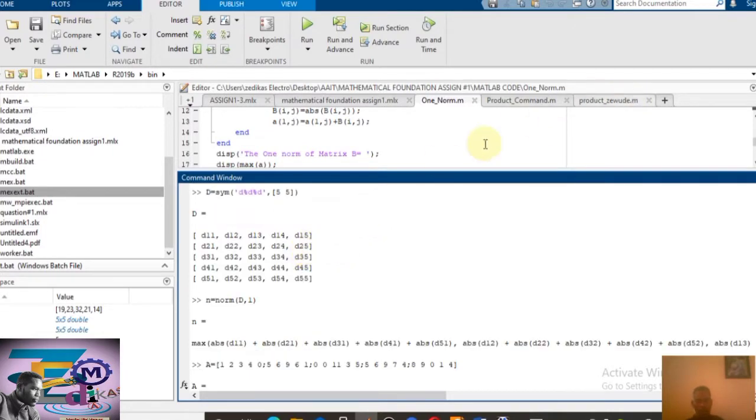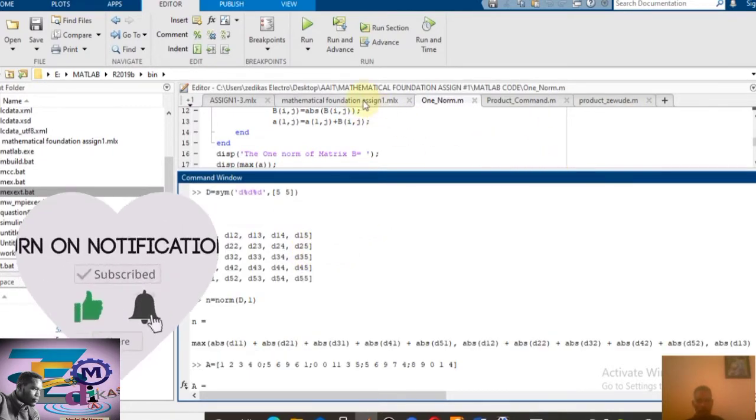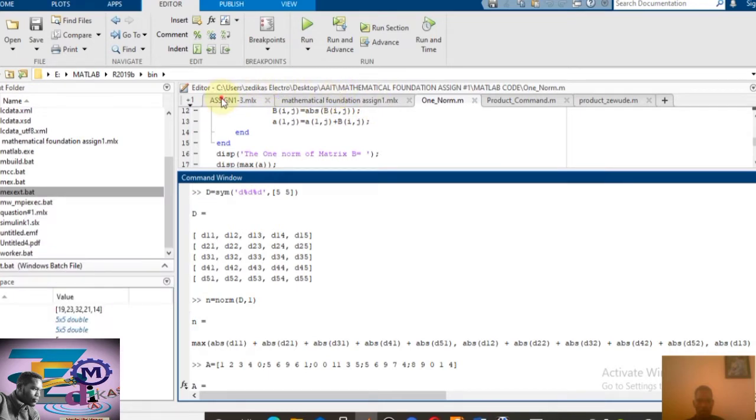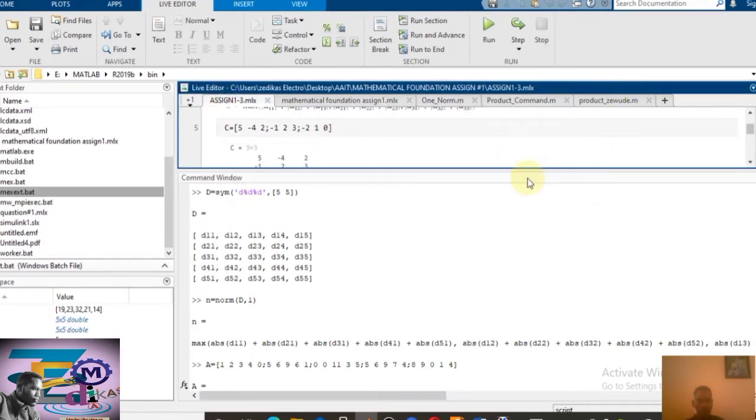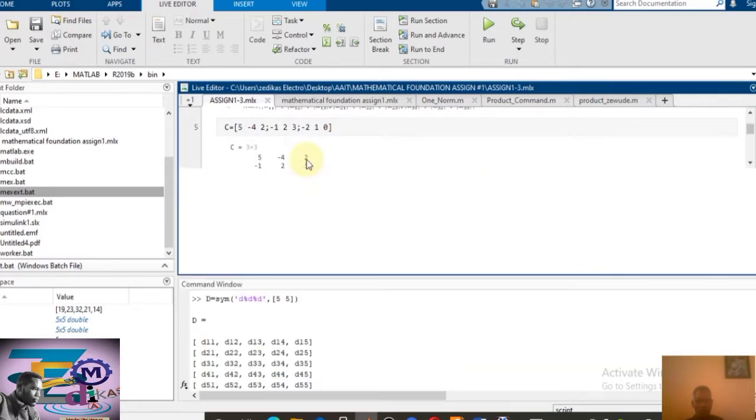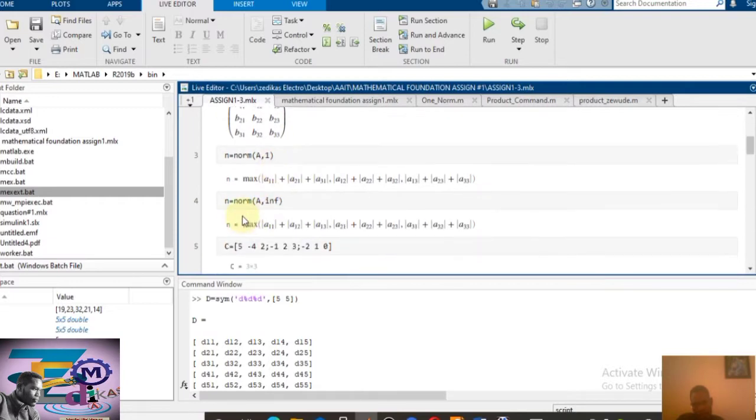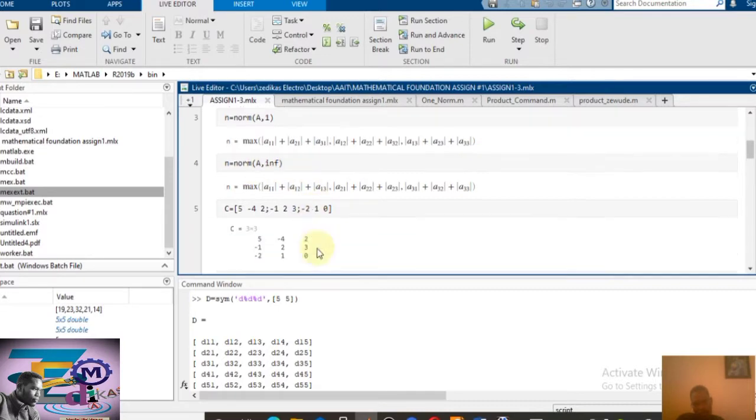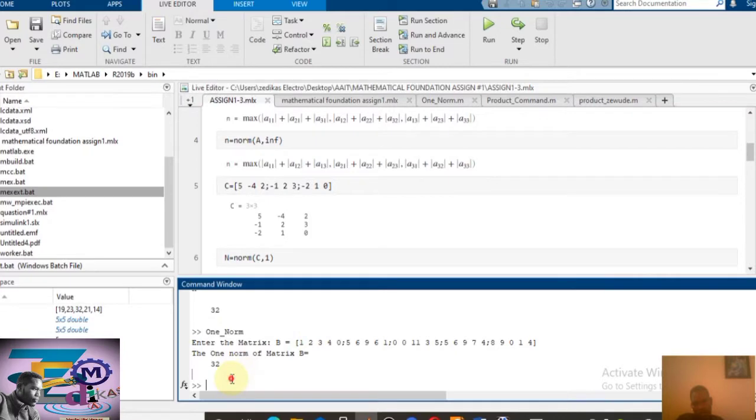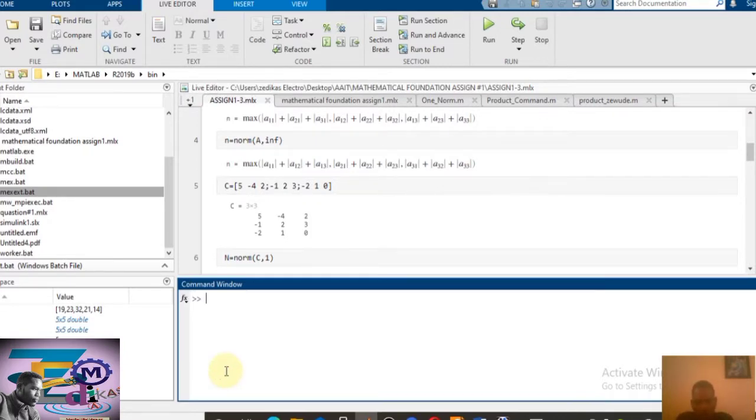So now here I will show you the infinity norm. It is very simple, you will see the way. So here we have the infinity norm. In the first case we saw the one norm, and in the second half you will see the infinity norm of a given matrix. So we'll see it here. Let me clear this command window; we'll write clc and it will clear.